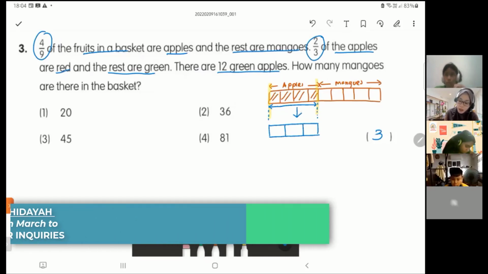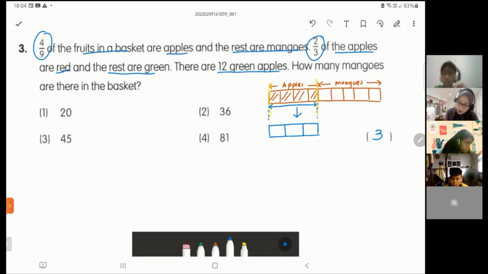Okay, so I have 2/3 of the apples are red. This one is red. And the rest of them are green. This is G, meaning green. And then my green, I know I have 12 apples. I want to know how many mangoes. So after that, let's jump back to the mangoes here.